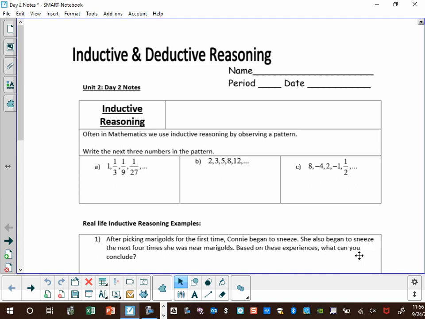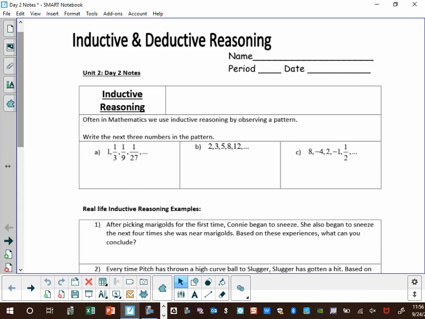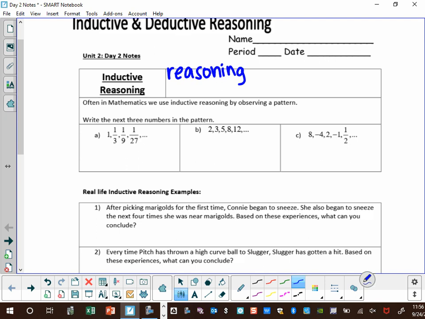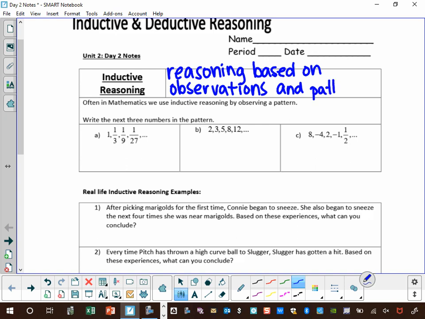Okay, so for inductive and deductive reasoning, we'll talk about exactly what each one means. These are vocab words that you'll have to know. These are two different things, so make sure you're writing down the definition as I write it. Inductive reasoning is reasoning based on observations of facts. The important part here is that we know that it is based on patterns.